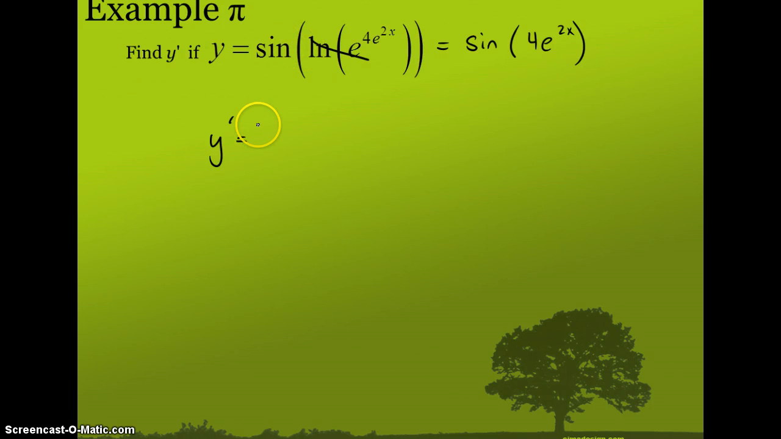So the derivative of sine is going to be cosine of stuff times, now I have to do the derivative of stuff. The derivative of 4e to the stuff is 4e to the stuff times the derivative of that stuff. And that's my answer.